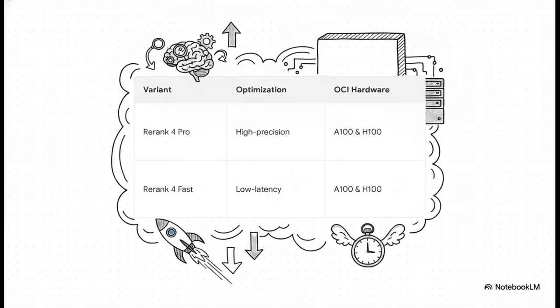A fantastic example of this layer in action is Cohere Rerank 4, which actually gives you two specialized variants for Oracle Cloud Infrastructure. You've got Rerank 4 Pro, which is optimized for high precision and complex tasks, and then you have Rerank 4 Fast, optimized for low latency, high throughput workloads. This shows exactly how enterprises can make strategic trade-offs between ultimate precision and blazing speed when they're deploying their infrastructure.